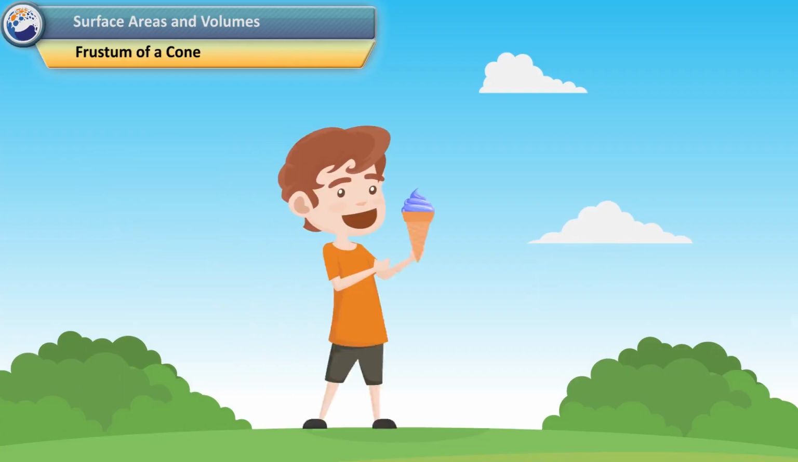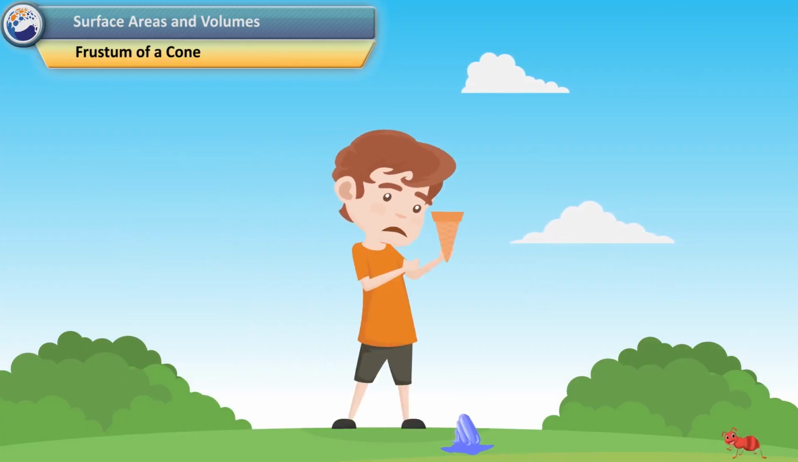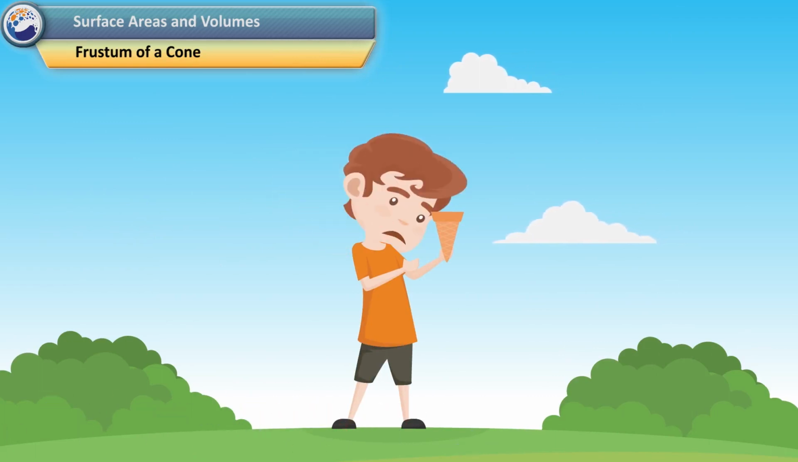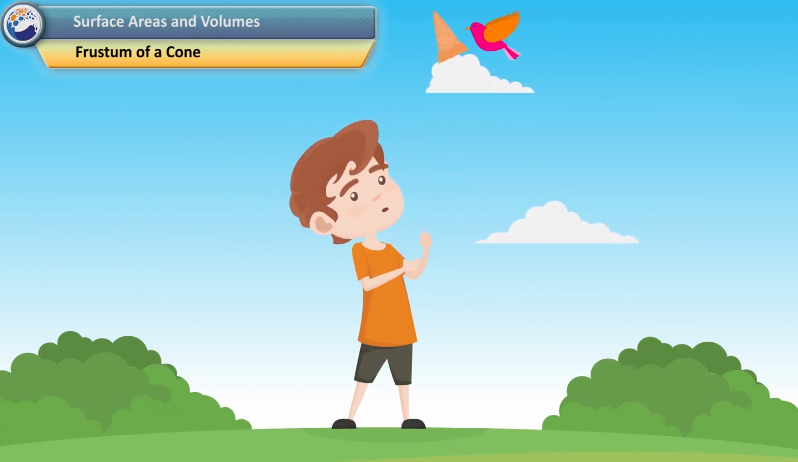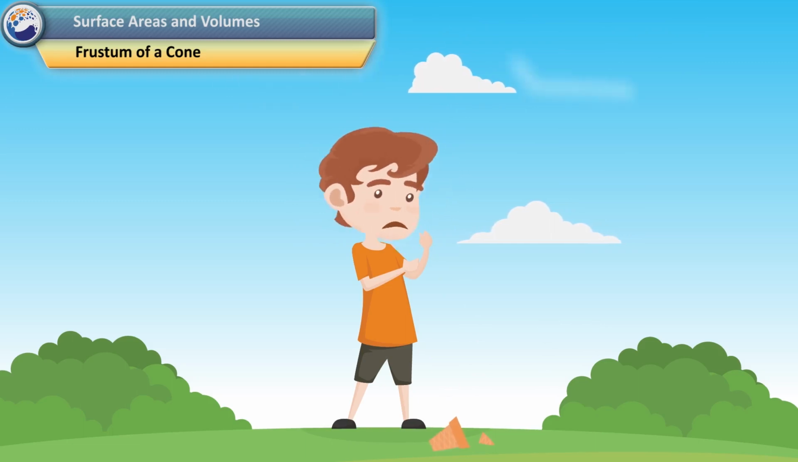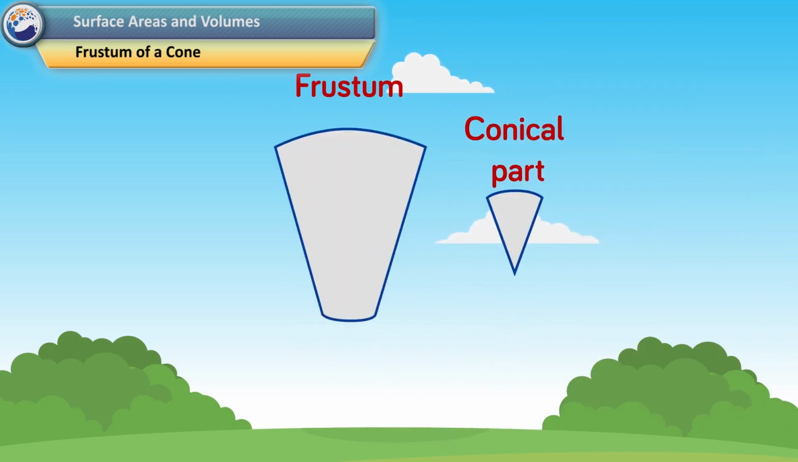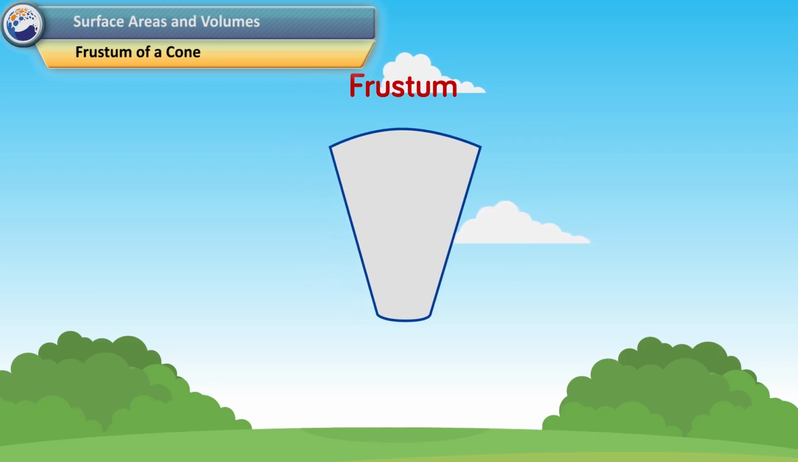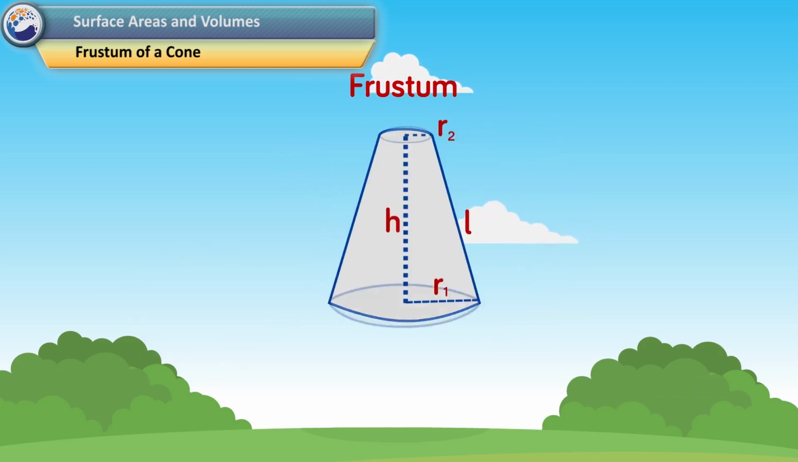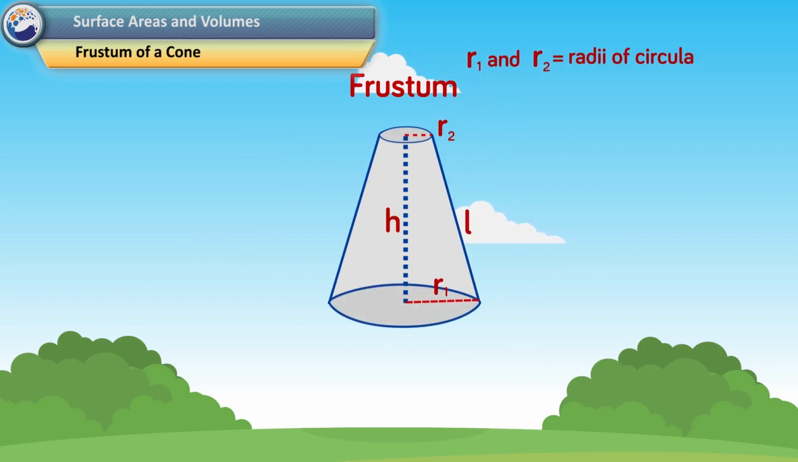Frustum of a cone. As we just saw, when a cone is cut horizontally into two parts, one part is a frustum and the other is a cone. Frustum. Here, R1 and R2 are the radii of the circular faces of the frustum, where R1 is greater than R2.